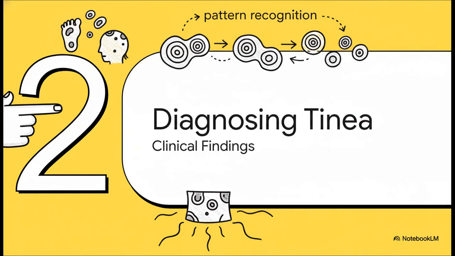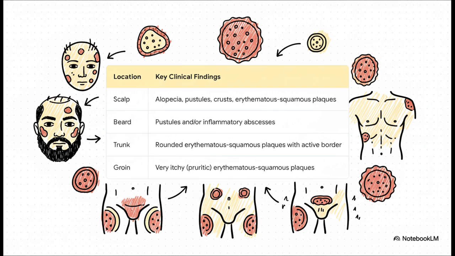On to Module 2, Diagnosing Tinea. We're going to focus here on the clinical findings based on where they show up on the body. Pattern recognition is absolutely everything. Okay, this table lays out the classic presentations you need to know cold. For the scalp, Tinea capitis, you're looking for patches of alopecia, pustules, crusts, and those classic erythematous squamous plaques.